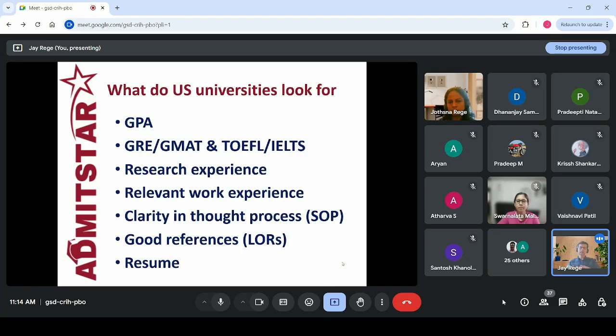As far as TOEFL and IELTS scores are concerned, they are mostly used as cutoffs. Although a high score can sometimes slightly improve your chances, it's not very significant. Each university has a minimum cutoff for the TOEFL or IELTS.